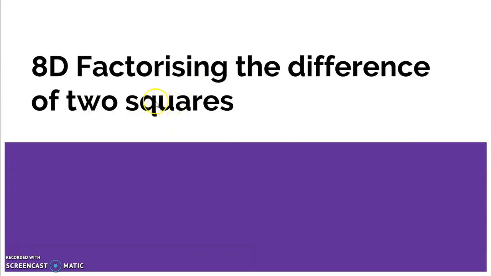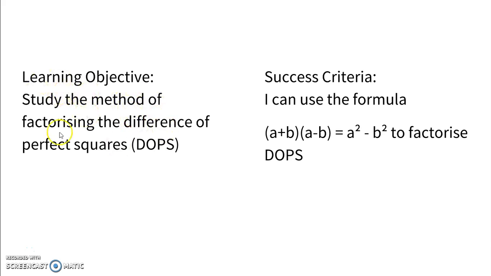So this is 8D, factorizing the difference of two squares. Today's learning objective is we're going to study the method of factorizing the difference of perfect squares. DOPS is the abbreviation.